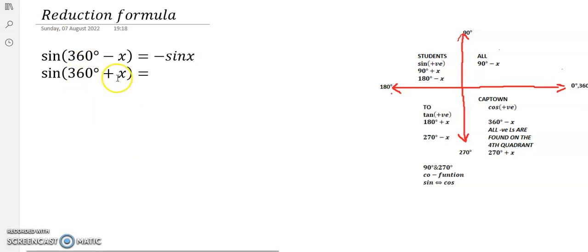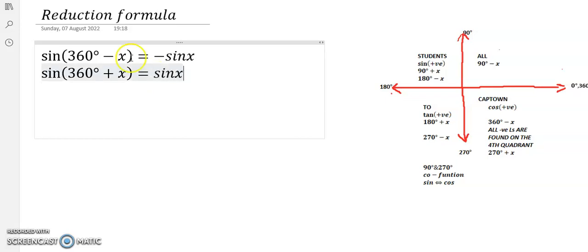360 degrees plus x. 360 degrees minus x is below 360, then above 360 we're gonna have 360 degrees plus x, and it will be on the first quadrant. Then on the first quadrant all trig ratios are positive, therefore here we're gonna have positive sine of x.